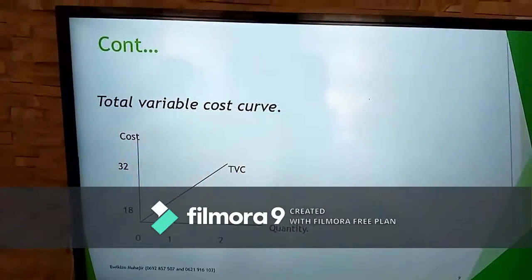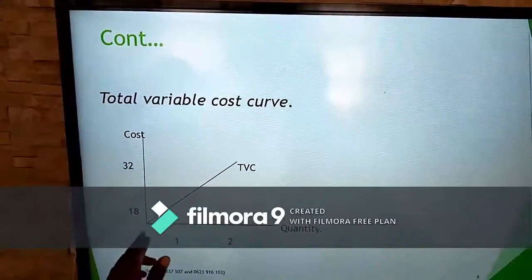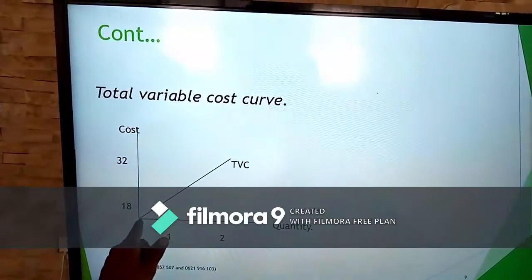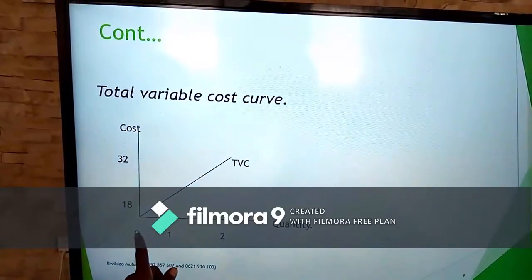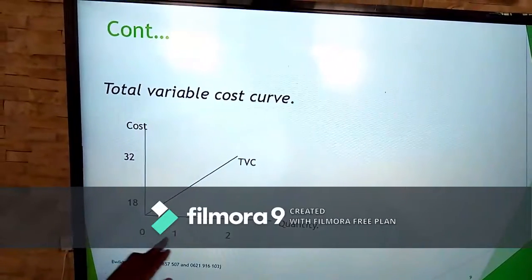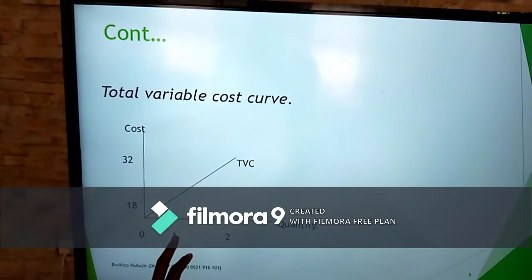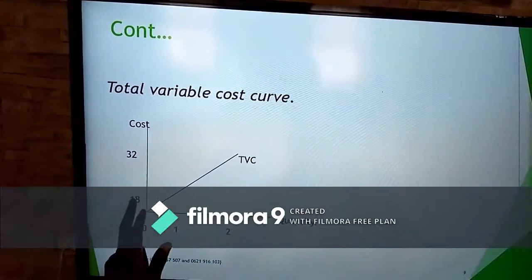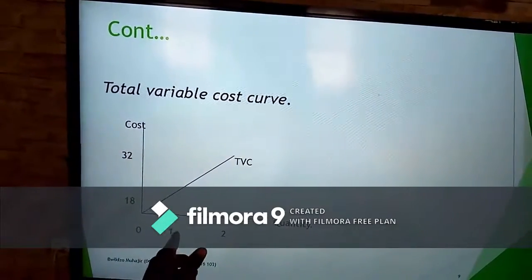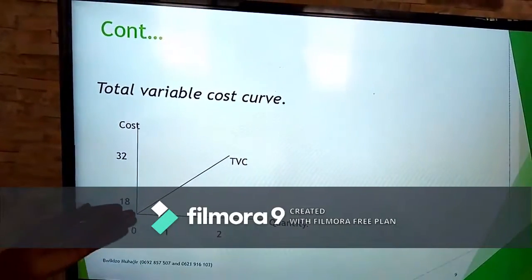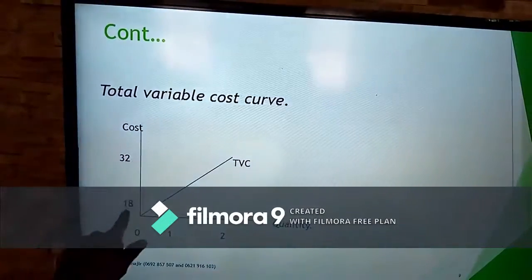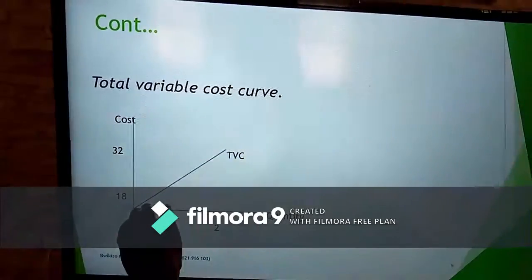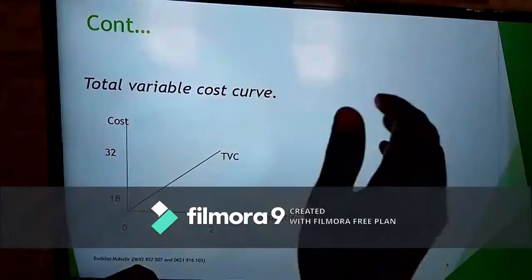As you can see, at zero output level a firm pays zero variable cost, meaning no variable cost is incurred when a firm has not produced. But when a firm produces 1 unit of output, it incurs 18 of variable cost. When output increases from 0Q1 up to 0Q2, we expect to incur more variable cost, from 18 up to 32. So your graph will slope upward from left to right.